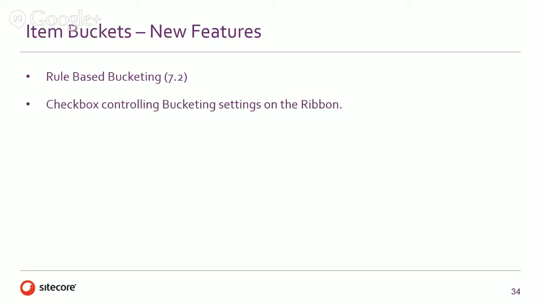And another thing was a usability item. The bucketing checkbox that is one of the standard fields is exposed in the ribbon right now. So under the Configure tab, bucketable settings, there are 2 checkboxes controlling the bucketable setting on the item and on the standard values of the template. So you can just use those for convenience. You don't have to enable standard fields all the time.